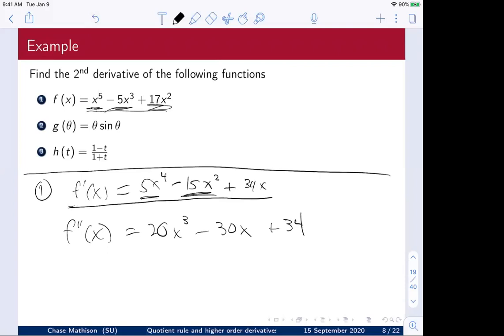So second derivatives, it's just another derivative. You're not really learning anything new here as far as taking derivatives. Excellent. All right, let's look at number 2.